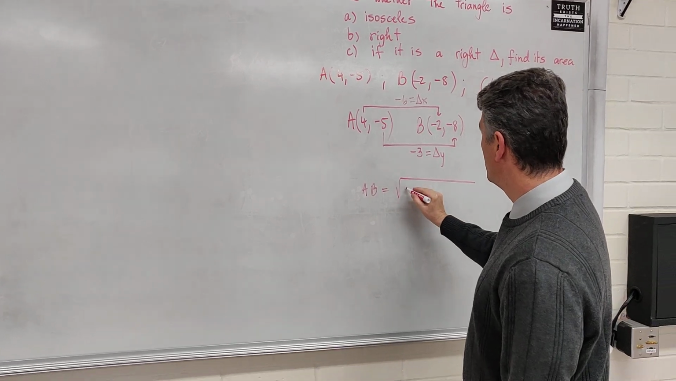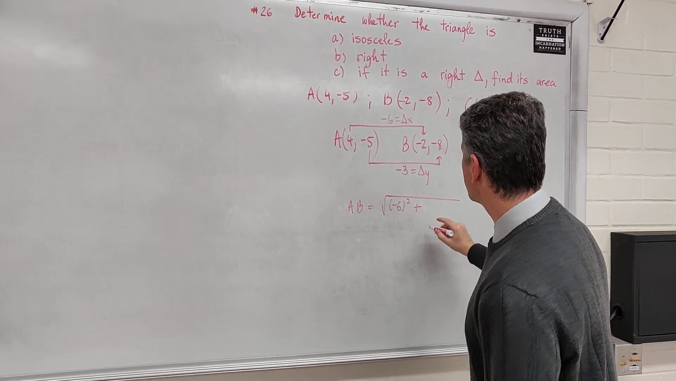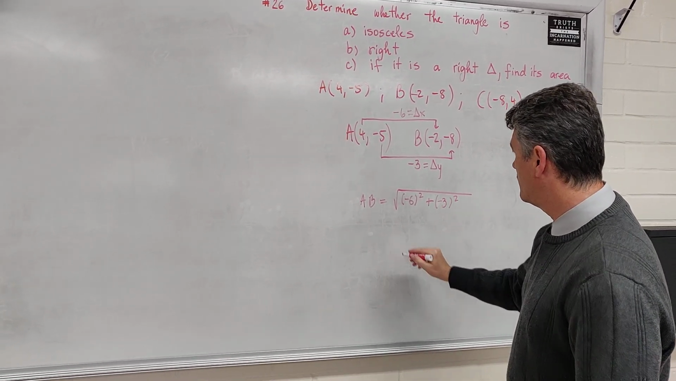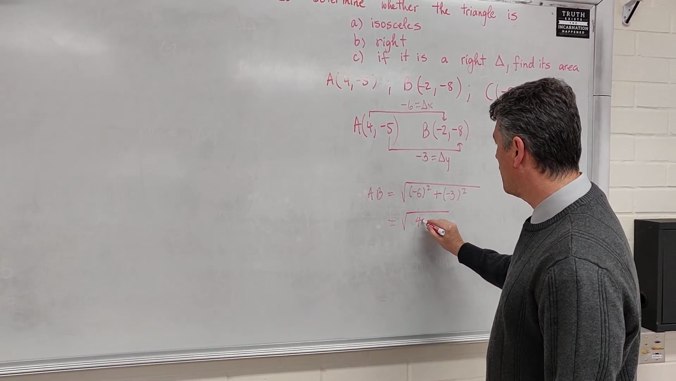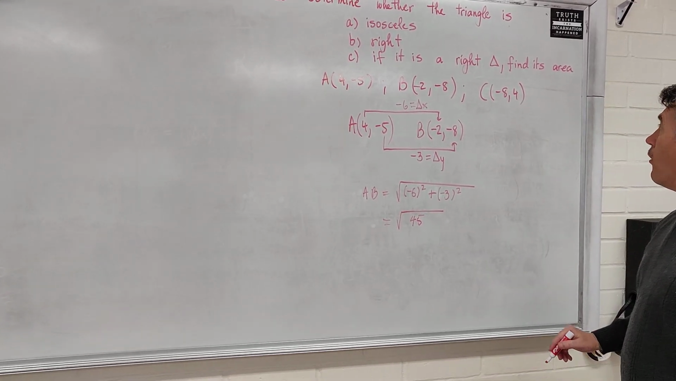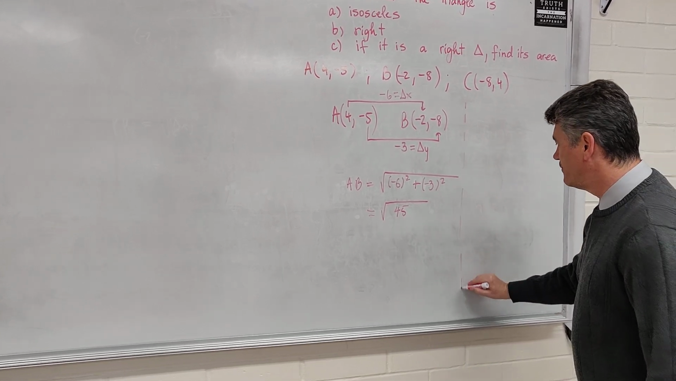It is the square root of negative 6 squared plus negative 3 squared. This is equal to the square root of 45. We're not going to simplify this time. We're going to move on. Now we're going to find the length of segment BC.